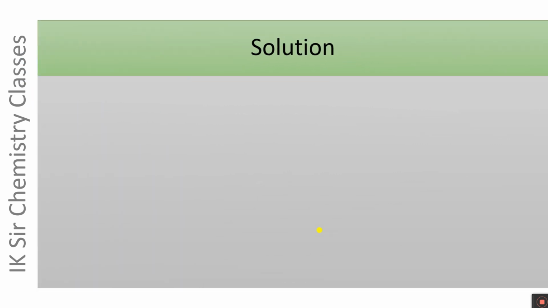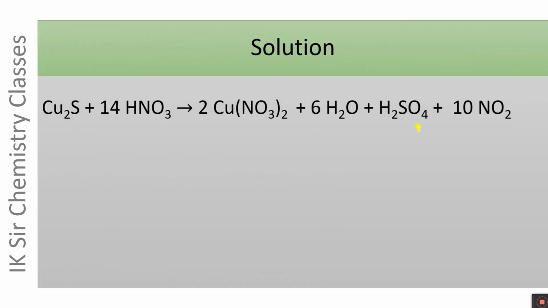Now try to solve this problem within 5 minutes by pausing the video. Here is the solution. The given equation is here. Now let us identify the elements undergoing change in oxidation number. The oxidation state of copper in cuprous sulfide is +1. The oxidation state of sulfur in cuprous sulfide is -2. The oxidation state of nitrogen in HNO3 is +5, and that in NO2 is +4. The oxidation state of copper in cupric nitrate is +2, and the oxidation state of sulfur in H2SO4 is +6.